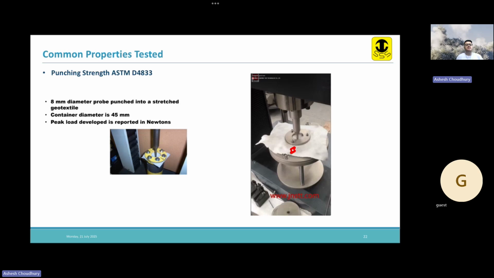Now, one more property is the punching strength test. It is given by ASTM D4833. So an 8 mm diameter probe is punched into a stretched geotextile. Container diameter is 45 mm and peak load developed is reported in Newton. So this is for the punching resistance. So you stretch the geotextile in the circular container and then you punch it with an 8 mm diameter probe. Okay. So that gives you the punching strength.